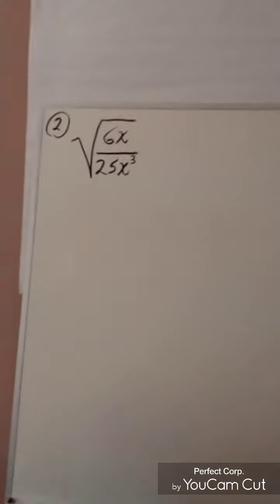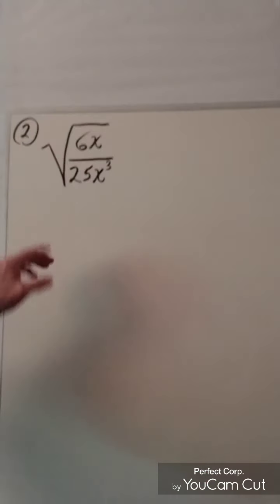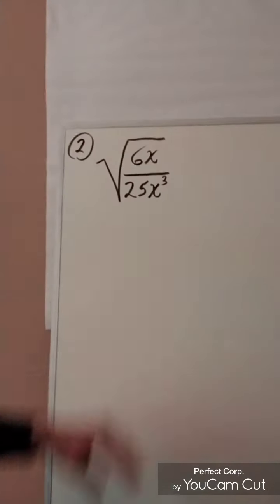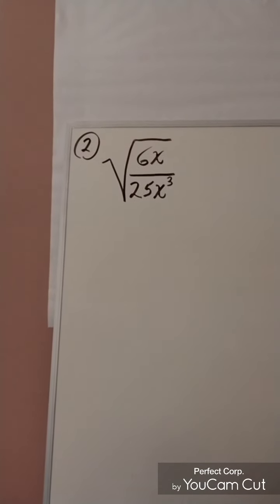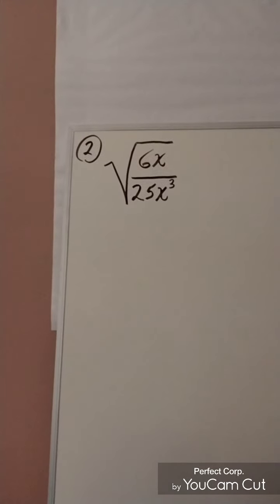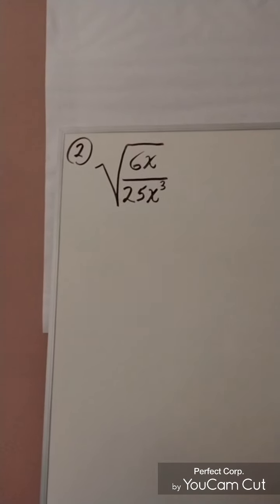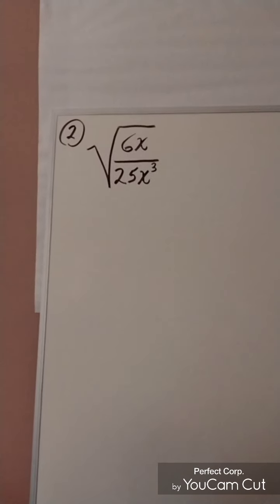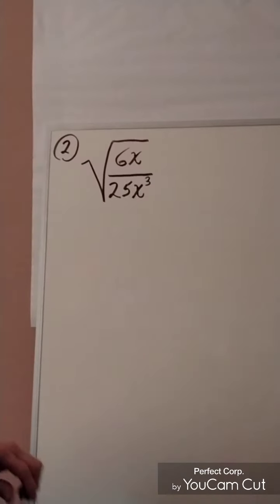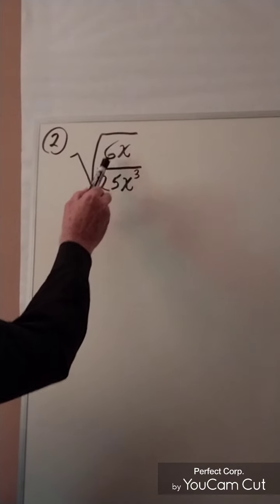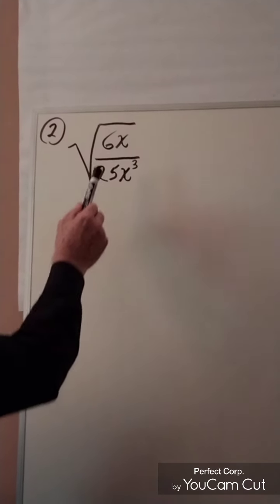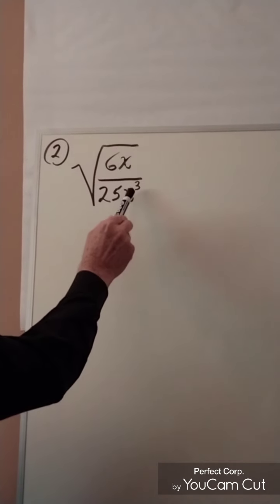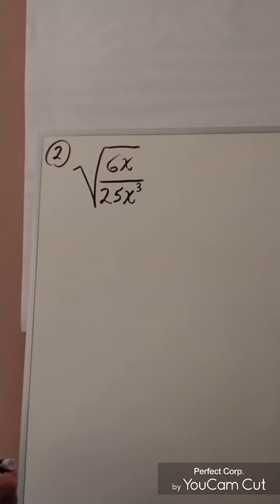We want to simplify this. The first thing, folks, that you want to do is look at the fraction. See if the fraction can be simplified. Because if it can be, then we ought to take the opportunity to reduce, to make things smaller. We can't do anything with 6 over 25. But we have one factor of x in the numerator, and we have 3 factors of x in the denominator.